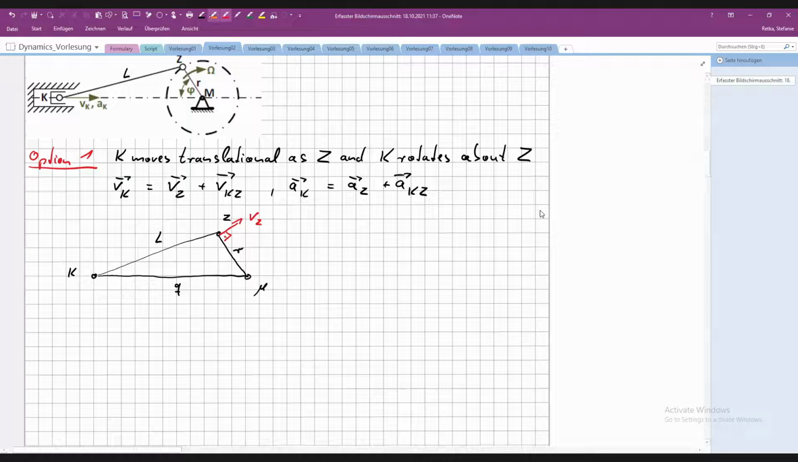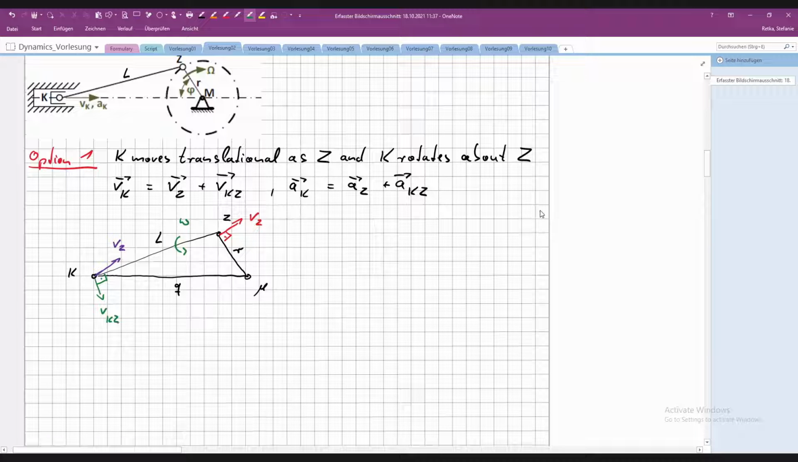Now for point K, we are assuming that K moves translational as Z. Then this would be our translational component, vz. And at the same time, K rotates about Z. So if this point Z is moving upwards, K moves forwards, and then the direction of the rotation is this omega. And vkz points perpendicular to the distance KZ, length L, with vkz.